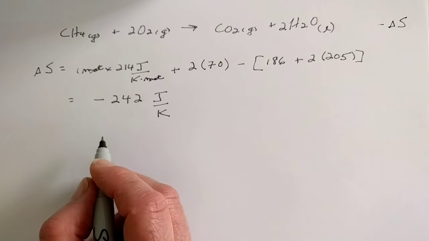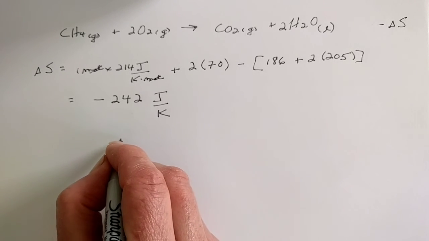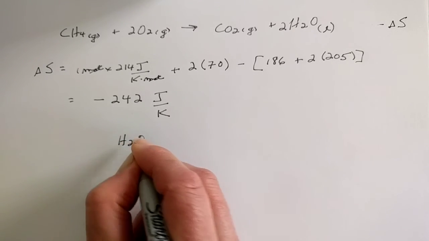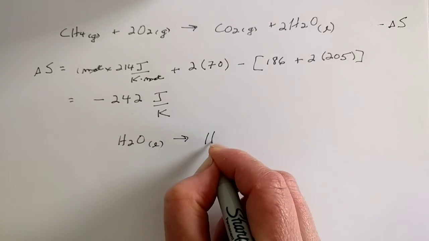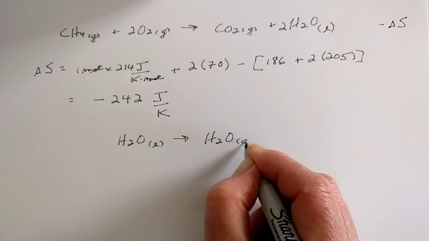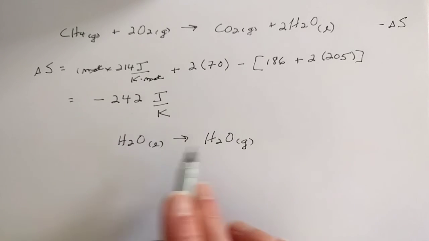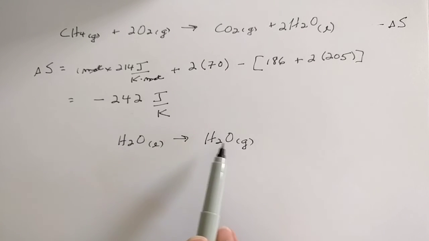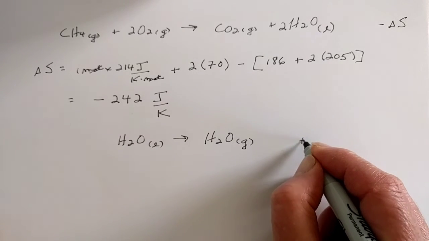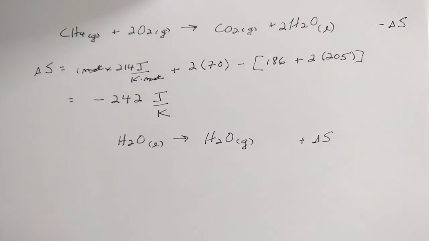And the same thing also works for a physical process. If we look at H2O liquid going to H2O gas, so the vaporization of water. So to predict the sign, we're going from a liquid to a gas. The gas is the most disordered. Gases have the most entropy, so we would predict a positive delta S for that process.